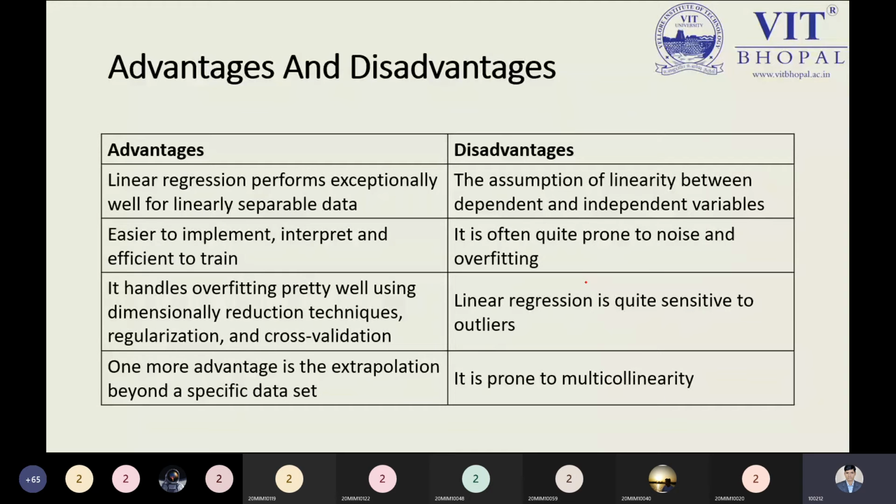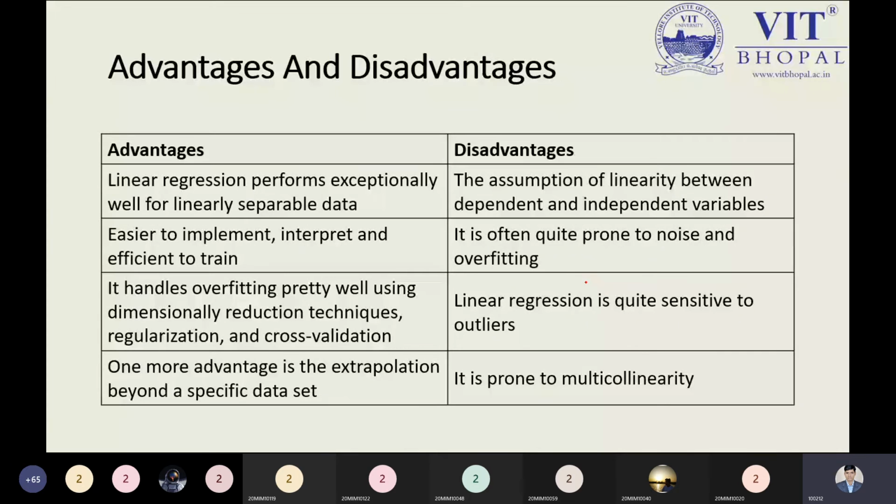And it handles the overfitting. So the overfitting problem can be resolved by applying some additional methods. Those are known as dimension reduction, regularization, and cross validation. So with the help of these methods, you can reduce the overfitting, but you can't remove it. You can reduce or you can handle the overfitting. So that is the point you have to understand.